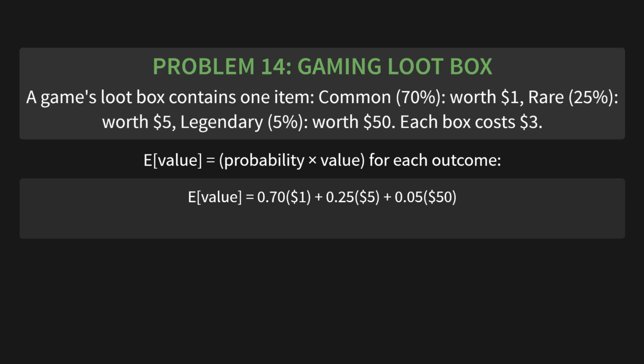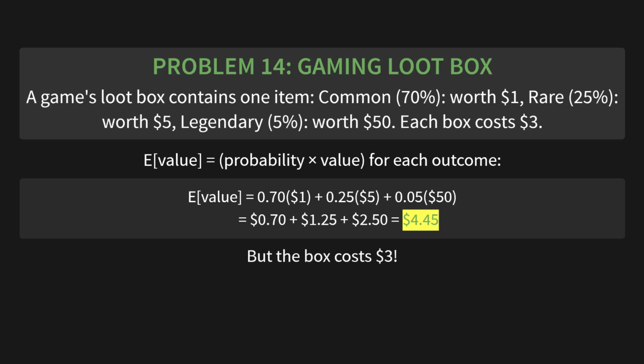Rares appear 25% of the time at $5 each. That adds $1.25. And those legendaries? 5% of the time at $50 adds $2.50. Add it all up, 70 cents plus $1.25 plus $2.50 equals $4.45 average value. But remember, the box costs $3. So your expected profit is $4.45 minus $3, $1.45. The game is actually in your favor.